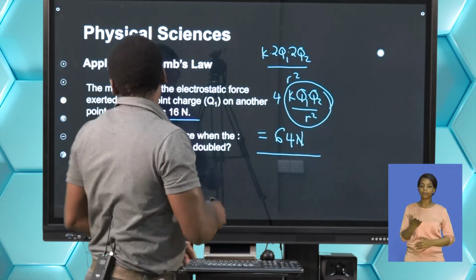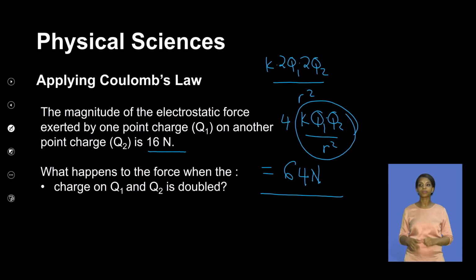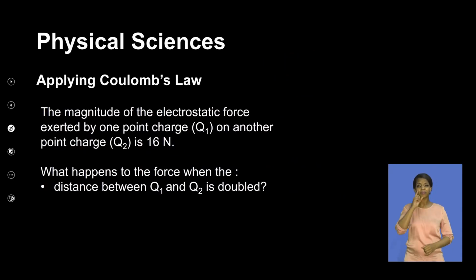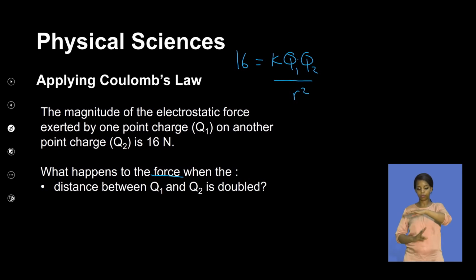And then last but not least, let's look at a scenario which involves the distance. It says, what happens to the force, how does it affect the force, when the distance is doubled? Okay, so what we know is that 16 is equal to K Q1 Q2 over R squared. Okay, now we're going to double the distance. So this is our 16.